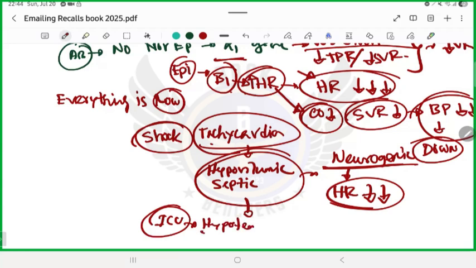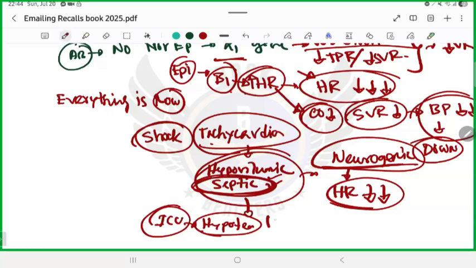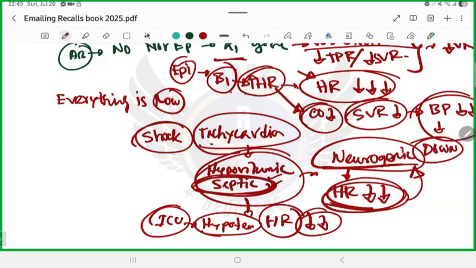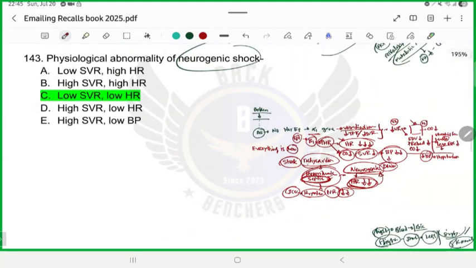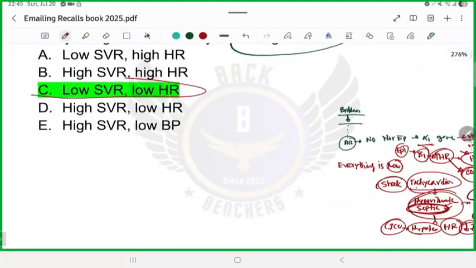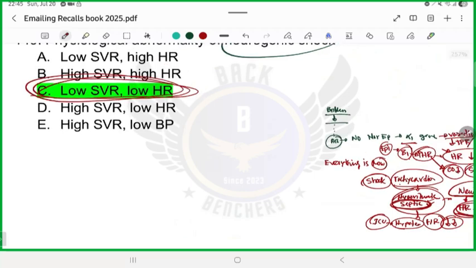How do you know, without knowing anything, whether that person has hypovolemic shock or septic shock? Hypovolemic shock, of course, if he has an RTA, you can have that, but you don't know that. You want to differentiate between septic shock and neurogenic shock. Just look at heart rate. Heart rate low, it's neurogenic shock. Simple. So low systemic vascular resistance, low heart rate. Very simple.